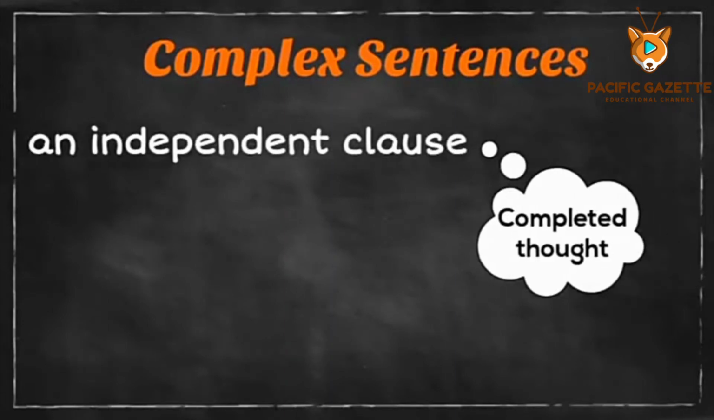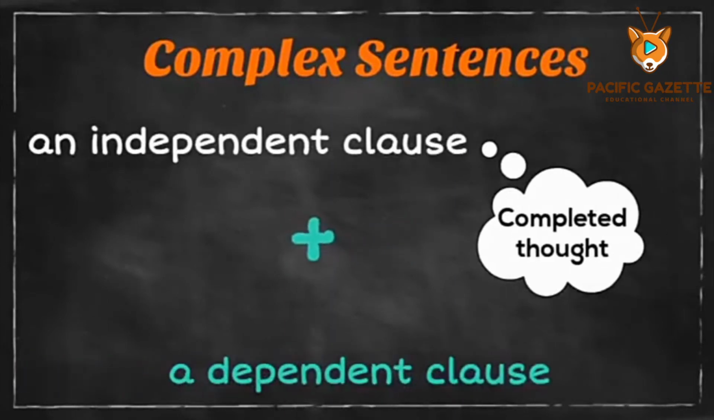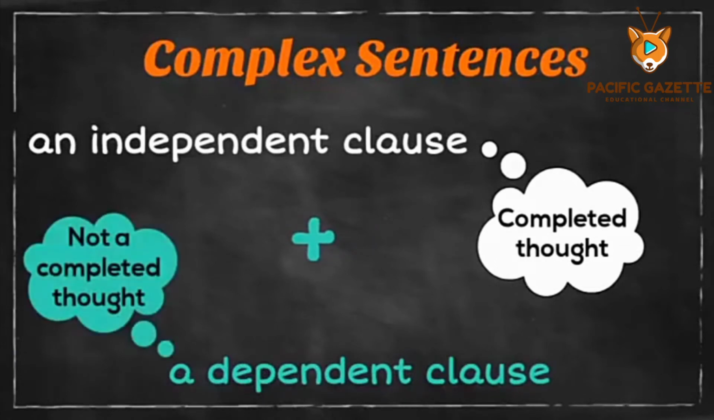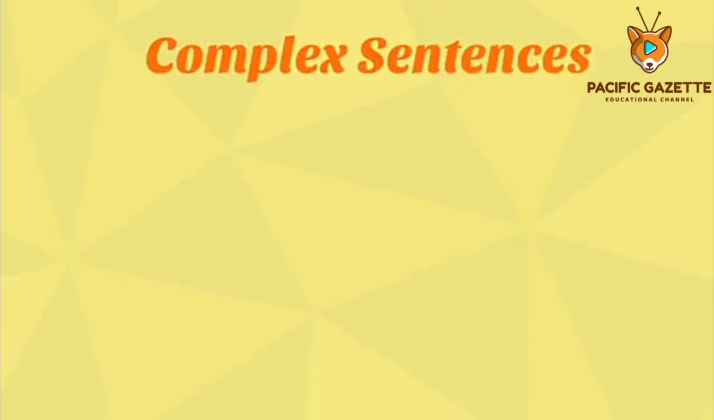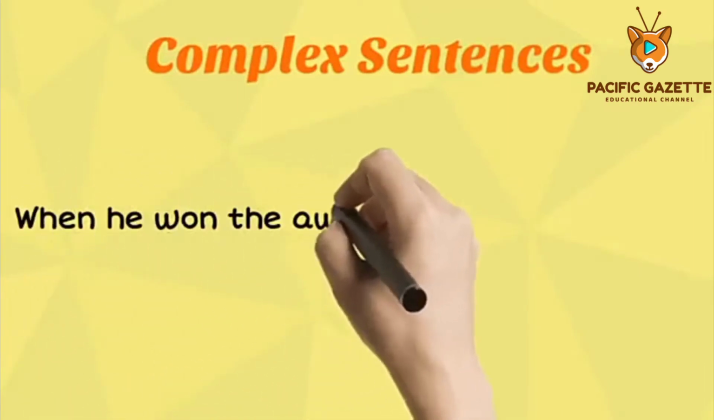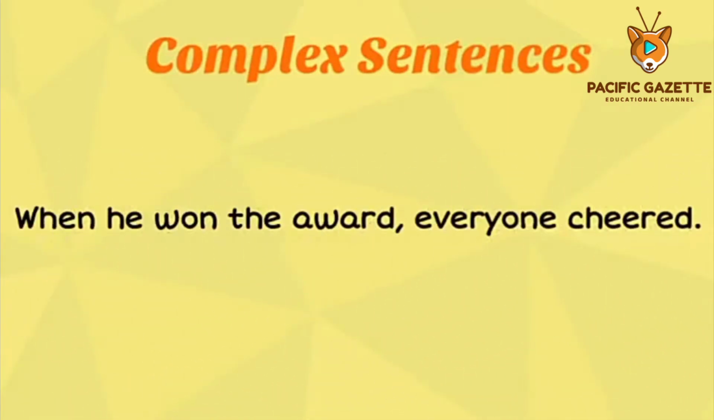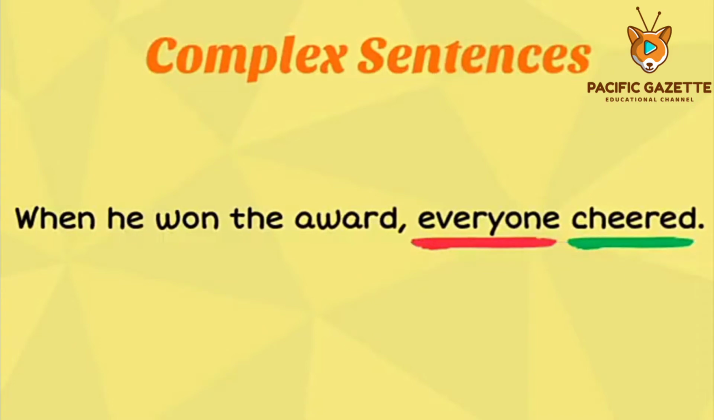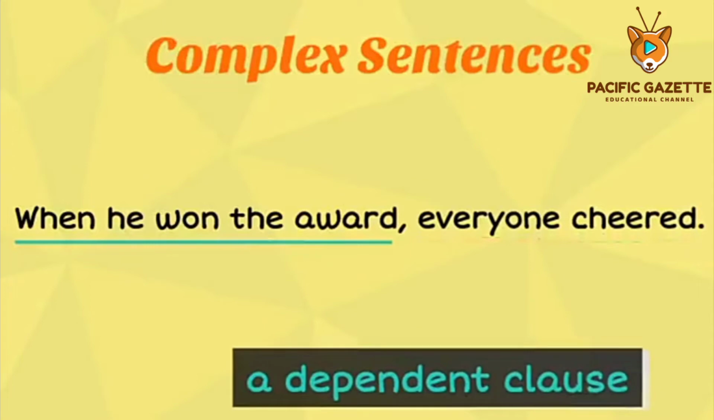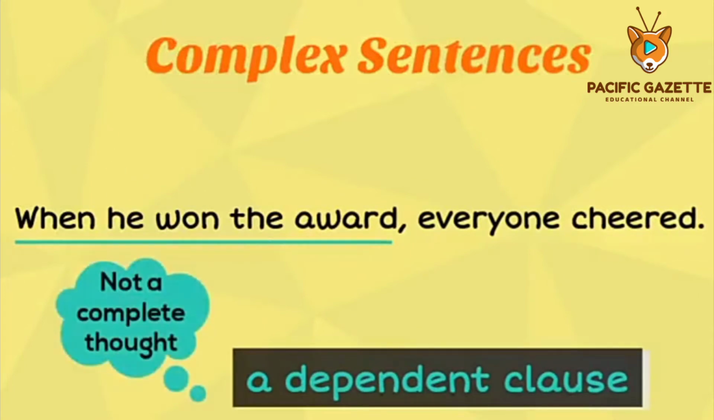A complex sentence has an independent clause, which is a complete thought, plus a dependent clause, which is not a complete thought. Sample complex sentences. When he won an award, everyone cheered. Everyone cheered is an independent clause. It has a complete thought. When he won an award is a dependent clause. A dependent clause is not a complete thought, meaning it cannot stand alone.